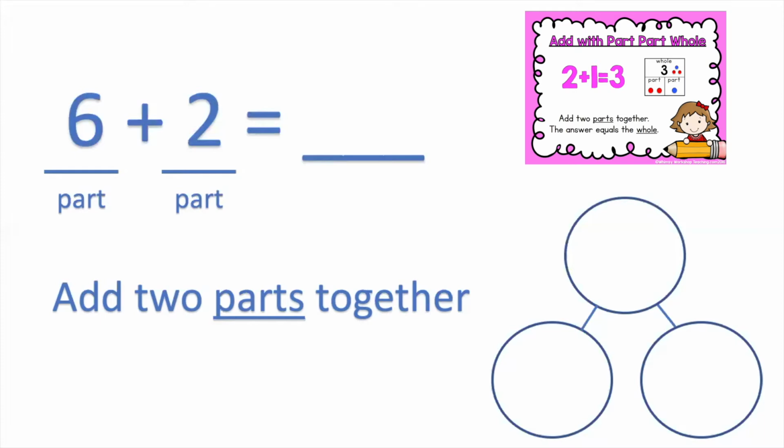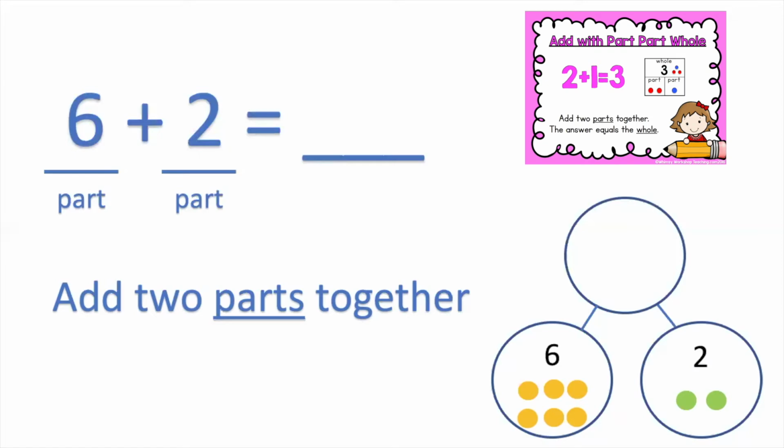Well, we show both parts. I'm going to show the parts in the number bond. The first part is 6. 1, 2, 3, 4, 5, 6. The other part is 2. 1, 2. We show both parts and count all together.